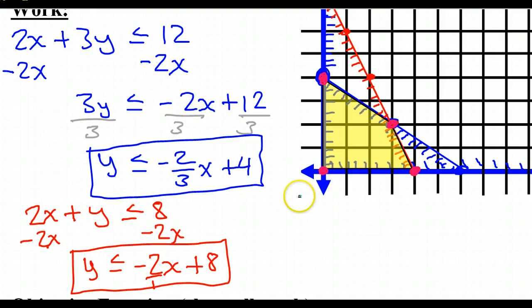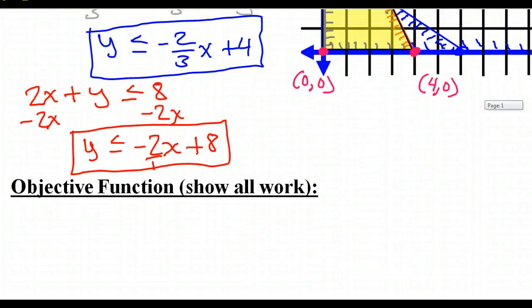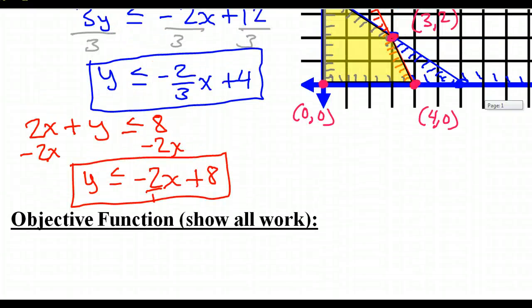So ordered pairs. That's 0, 0. That is 0, 4. This is 3, 2. And this is 4, 0. All right, those are the 4 vertices that we are going to use in our objective function.